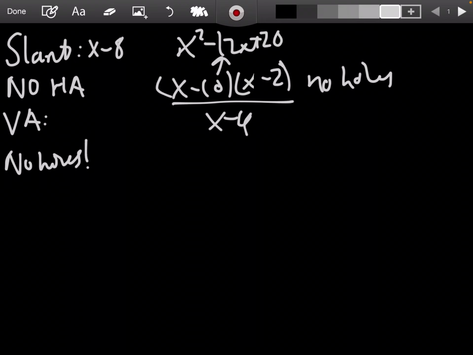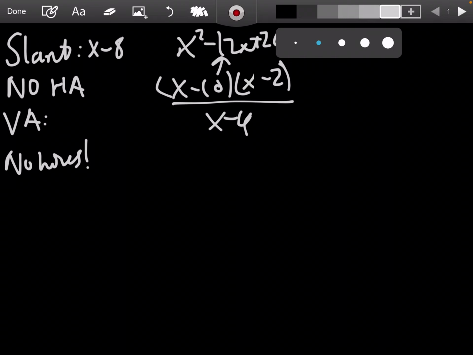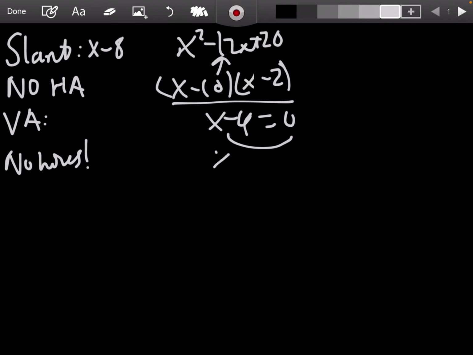In order to find the vertical asymptote, what we need to do is make the denominator equal 0. So x equals 4. Let me make that more detailed. x equals 4.